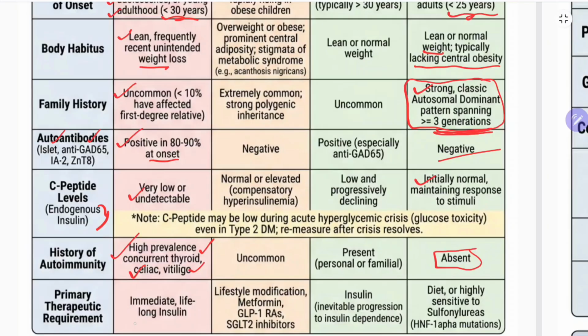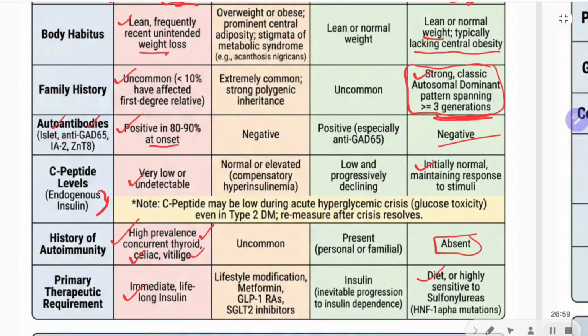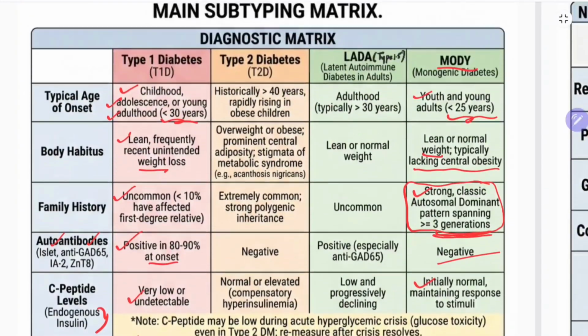The primary treatment in type 1 diabetes is lifelong insulin immediately, whereas in MODY it is the same as type 2 diabetes mellitus, that is diet, and patients are highly sensitive to sulfonylureas. I said MODY has commonly three types we discussed. Among those are HNF1 alpha or 1 beta, both of which respond to sulfonylureas and diet. So that's about type 1 and MODY.